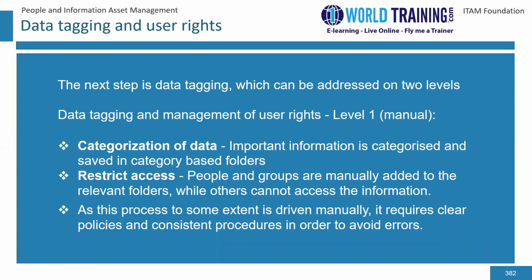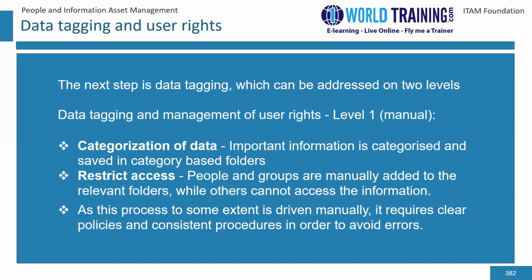Then the next step is data tagging, which can be addressed at two levels. One level is data tagging and management of the user rights, which is done manually. And then the second one would be automatic. So in the manual level one, data tagging and management, we have the following. Categorization of data and then restricting access. Categorization is about categorizing important information and saved in category-based folders. Restricting access means people and groups are manually added to the relevant folders for access rights, while others cannot access the information.